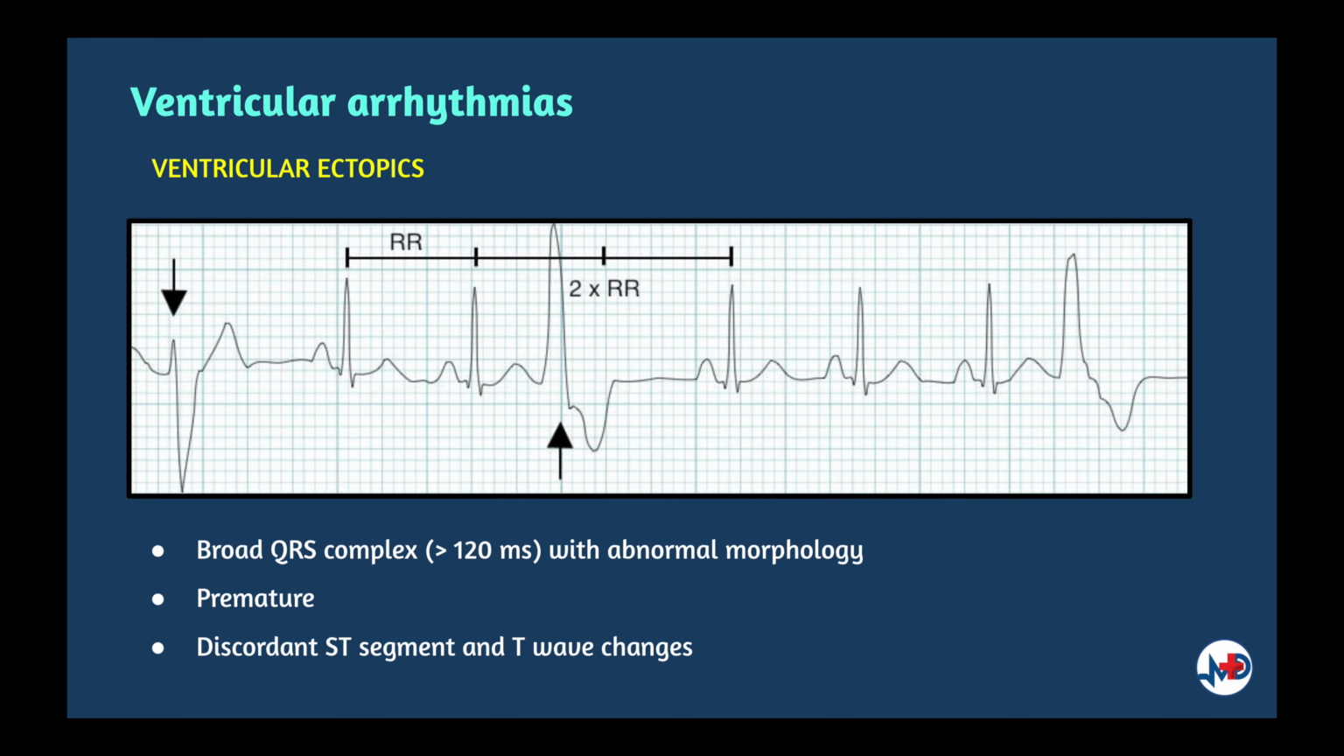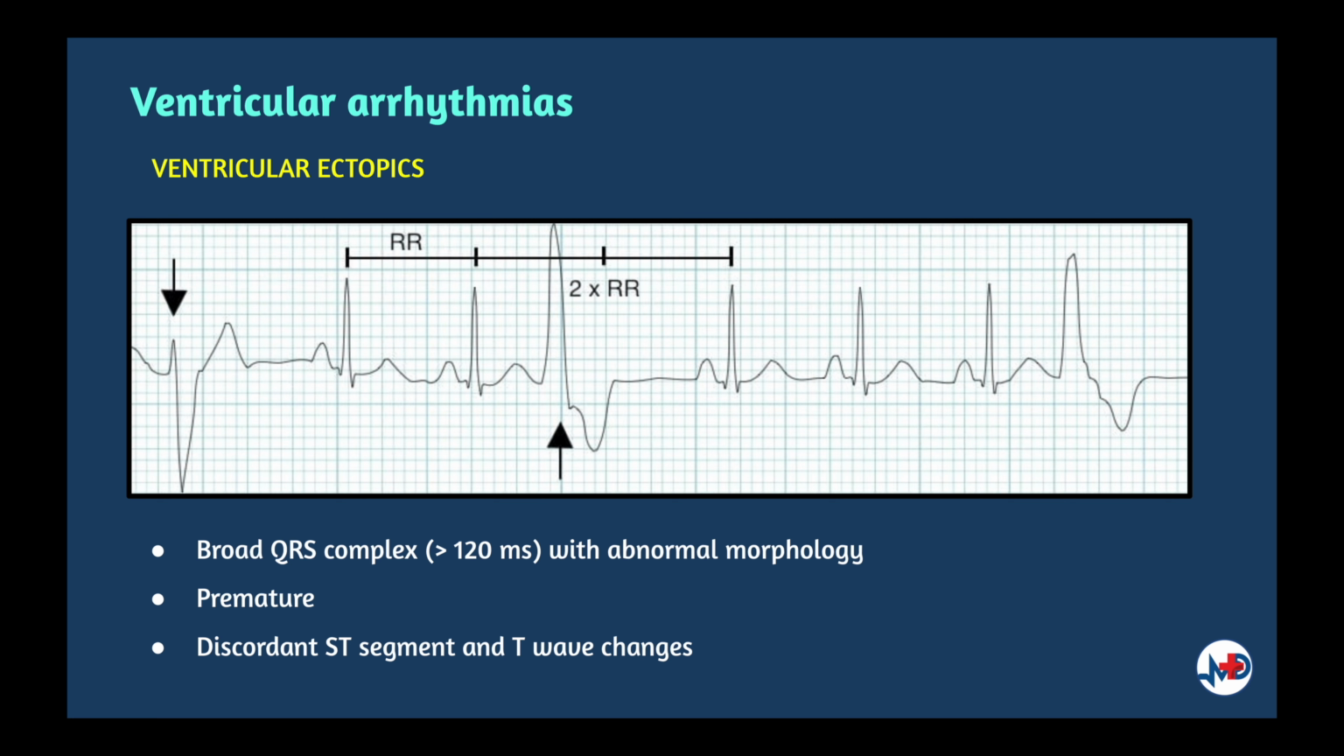Next would be ventricular arrhythmias, and here specifically we would like to highlight ventricular ectopics, also known as premature ventricular complexes or PVC. It is sinus rhythm with PVCs of 2 different morphologies as shown by this arrow. Note the appropriately discordant ST segments and T waves.